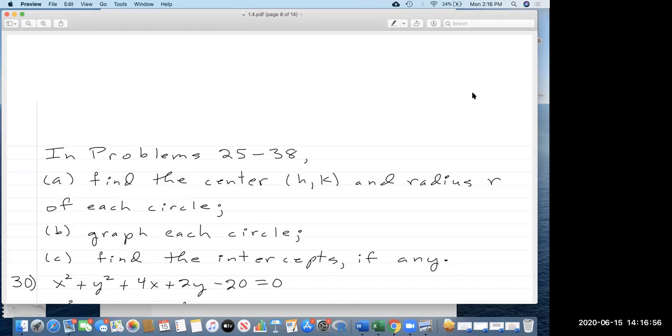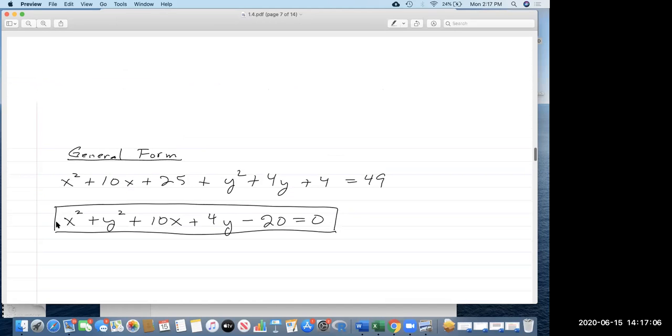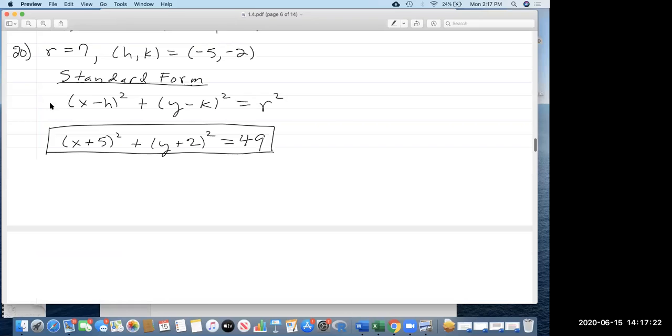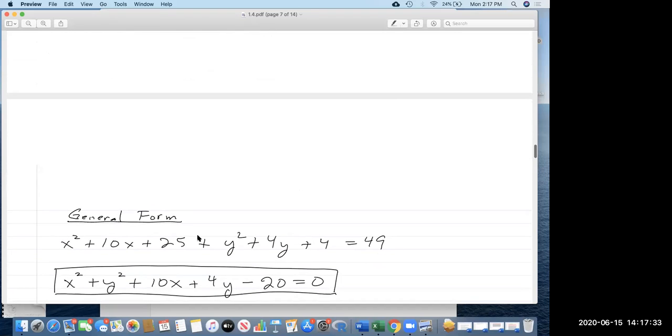For a circle, there is no point-slope form. So for a circle, there's only the standard form and the general form. So this is the general form: Ax squared plus Ay squared plus Bx plus Cy plus D equaling 0. This is the standard form for a circle. So for a circle, there's really only two forms: the standard form and the general form here.